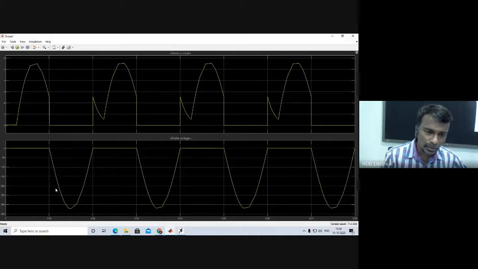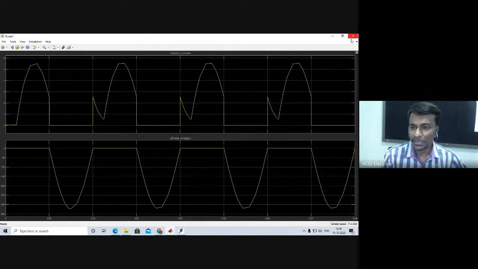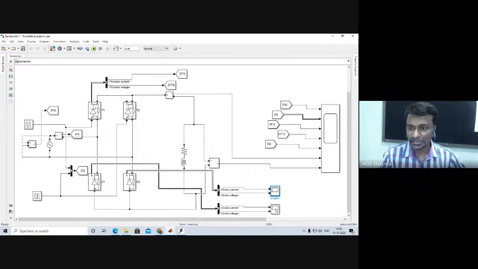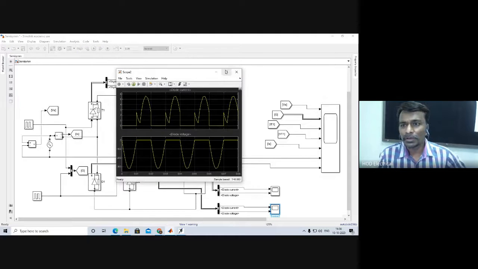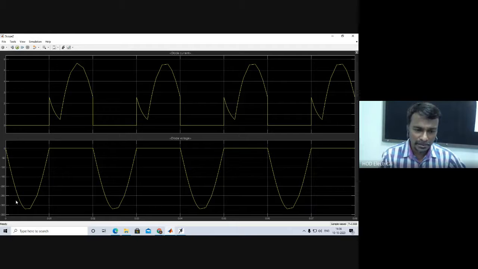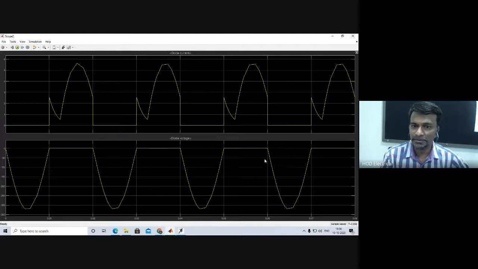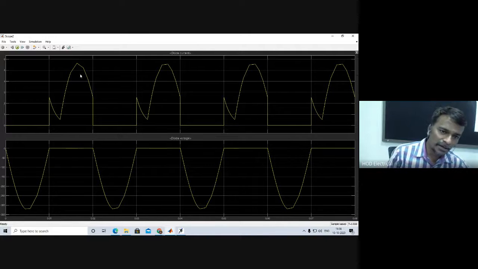Then the voltage across the diode will be reverse biased. This is for diode D2. Then diode D1 you can see here. Again, it will be reverse biased during D1. D1 is reverse biased, that is why the negative half cycle will be 0. But at the same time, current flowing through this will be there.